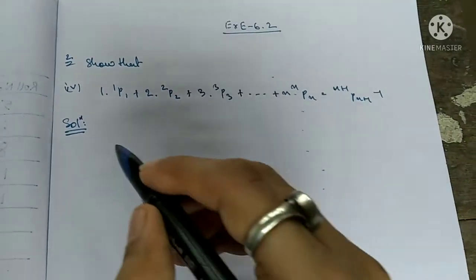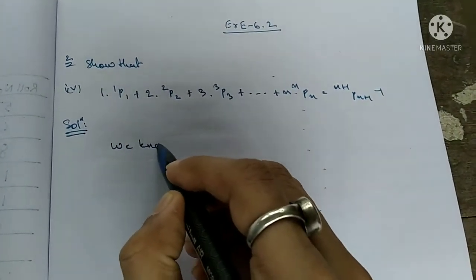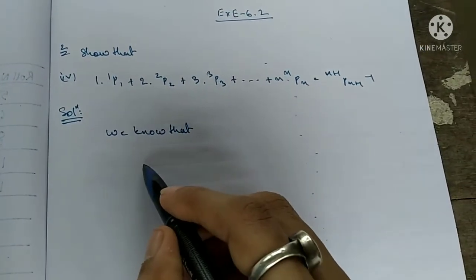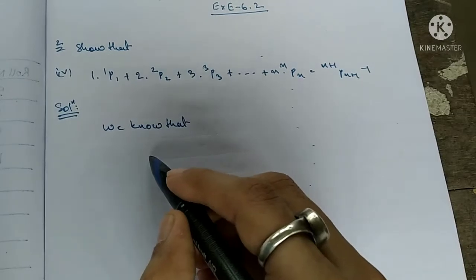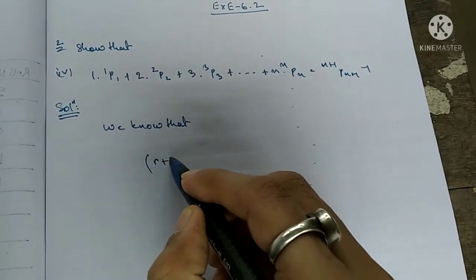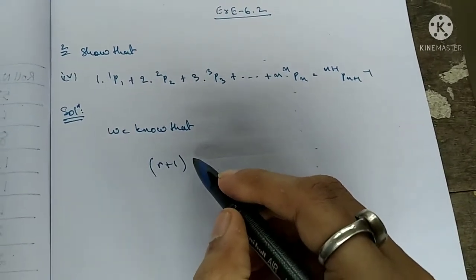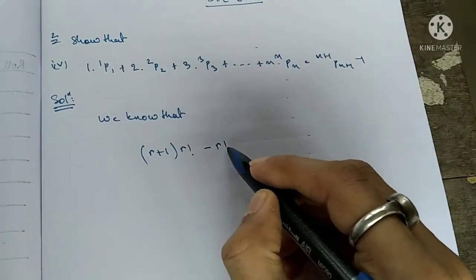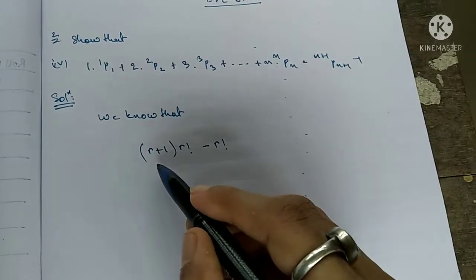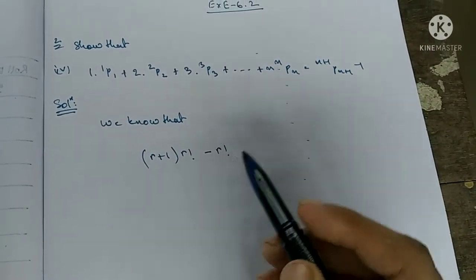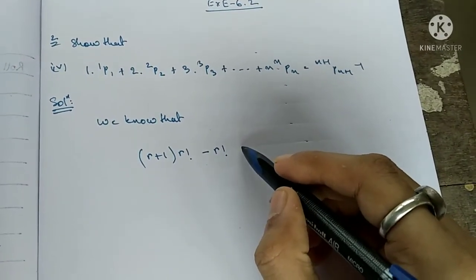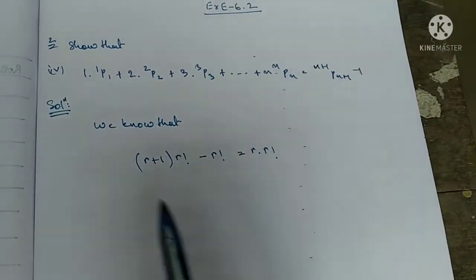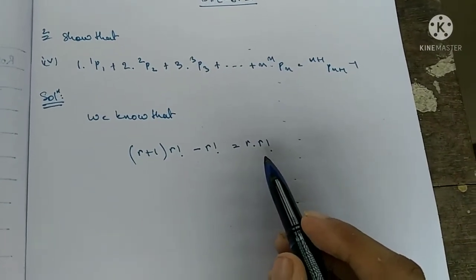Okay, I will write a formula here. We know that the formula is this one, you see: r plus 1 into r factorial minus r factorial is equal to r into r factorial. This formula you will have to remember.